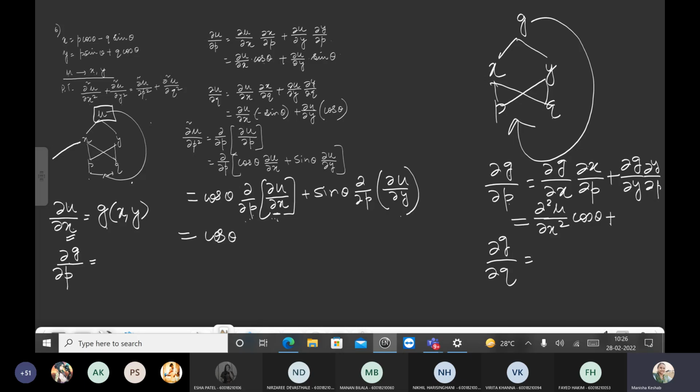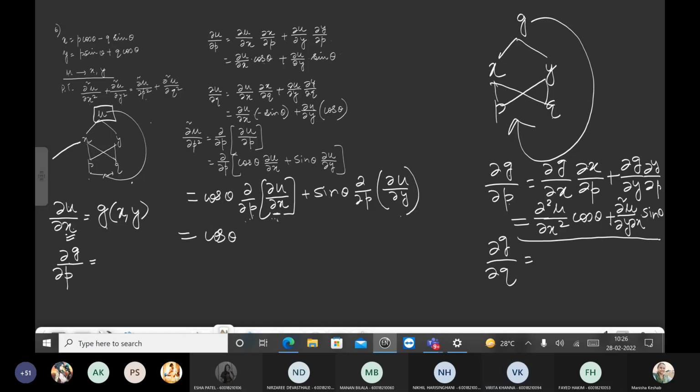Now g is what? Del u del x. So you are differentiating del u del x with respect to y. So we will get what? Mixed partial derivative del square u del y del x into del y del p, and del y del p is what? Sin theta. So is this clear now?